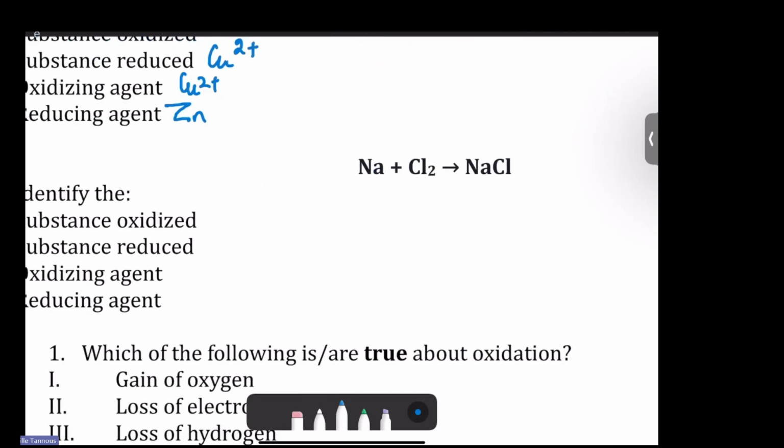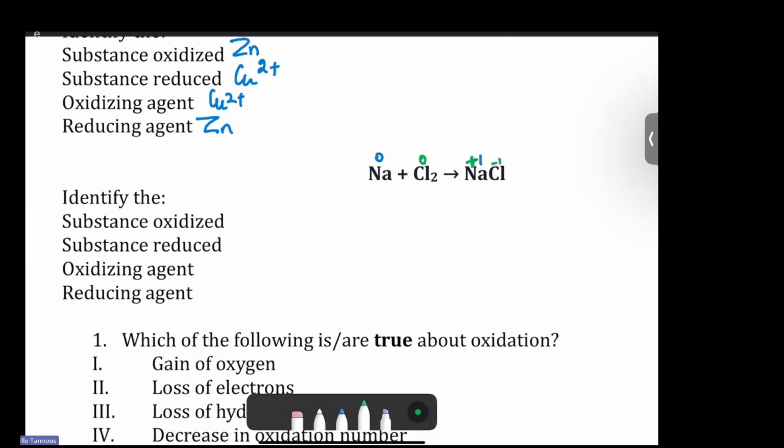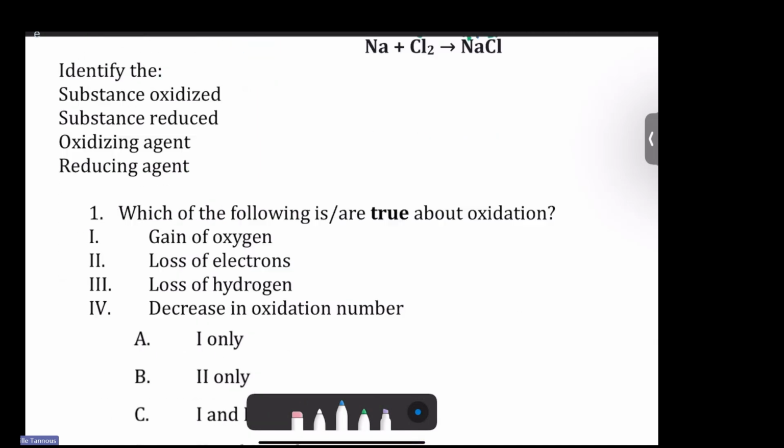Another example. 0 being a free element, and in a compound it has a positive 1 because it's in group 1. I don't have to look at the second one, but if you insist, that's a 0 and the Cl is negative 1. So Cl dropped and Na increased. So the substance oxidized is Na and it is called a reducing agent. The substance reduced is Cl2 and it's called the oxidizing agent. I hope that this part is clear.